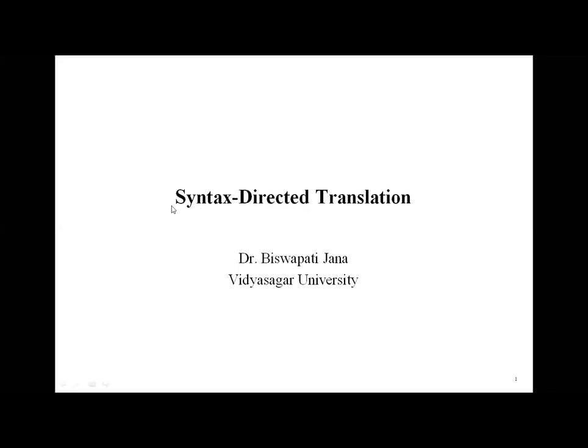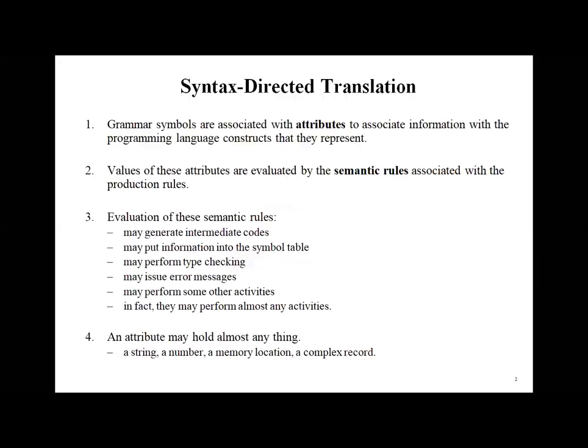If some syntax is there, then you have to translate, meaning there is a grammar, there is a production rule. So using the production rule, you have to perform some action. How that action can be done depends on the syntax directed definition and translation scheme. So here, grammar symbols are associated with attributes.